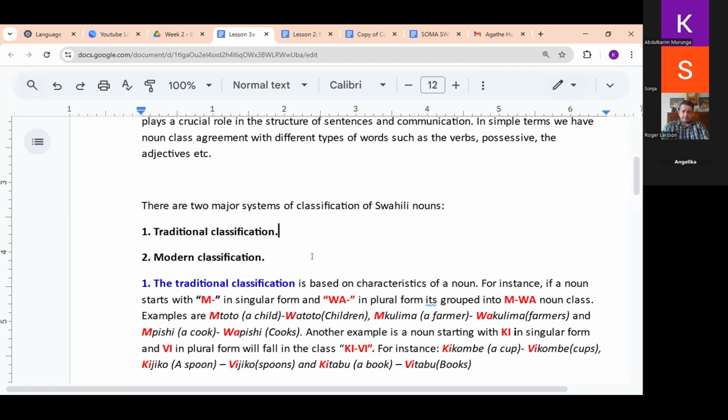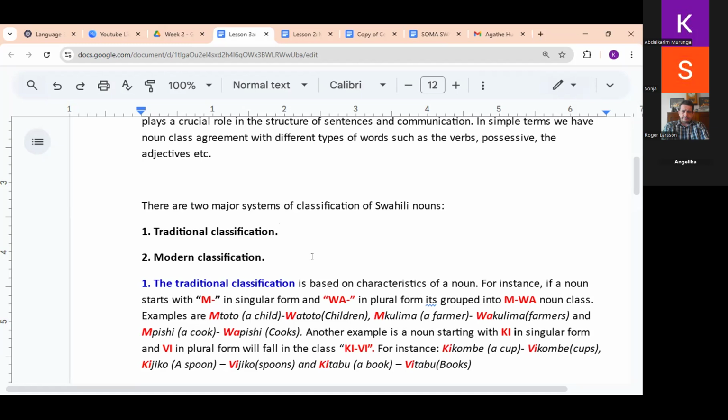Like some of the nouns start with, let's say, m in singular form and wa in plural form, so these were classified into the m-wa class, or class 1. Others starting with ki in singular form and vi in plural form were categorized into the ki-vi class. Others, m in singular form and mi in plural form, were categorized into the m-mi class. But when you categorize these nouns, the aim is to group the nouns that have similar grammatical characteristics, that is, they agree the same with other types of words.